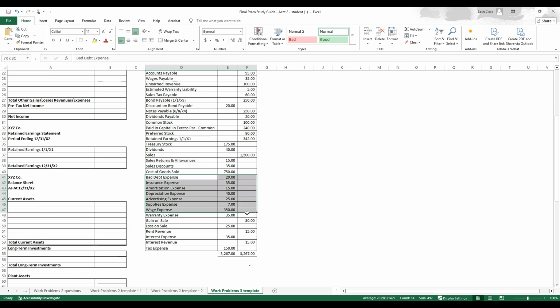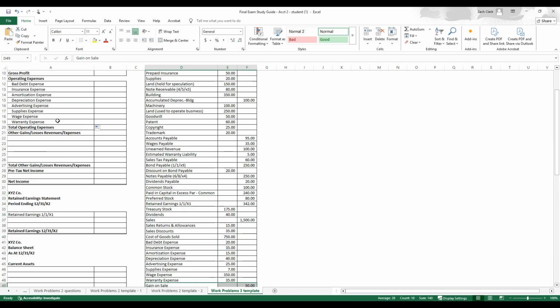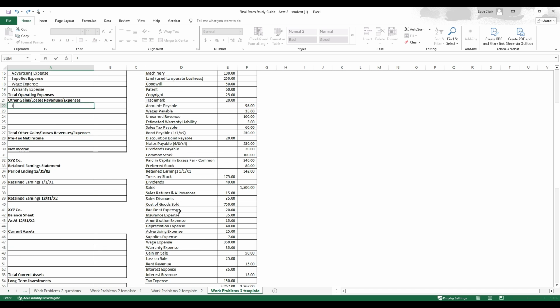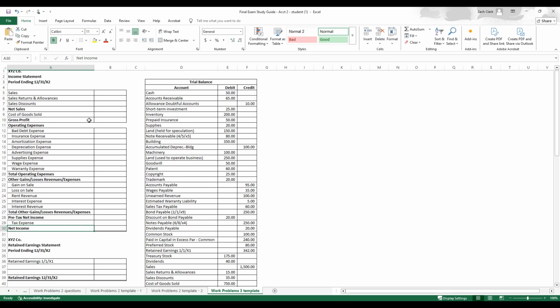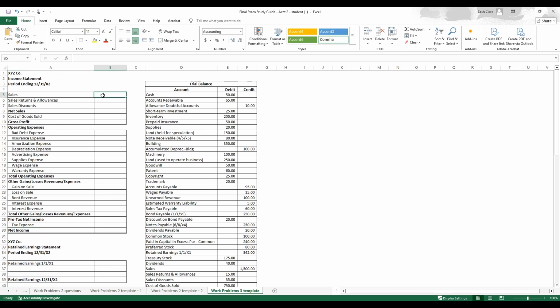So everything here is an operating expense, and then these other categories are going to go down in the other section that we will do right now. So then we'll just pick up starting there with gains and losses down to interest revenue, and then the only thing left is tax expense, and we've kind of got our whole income statement filled out.